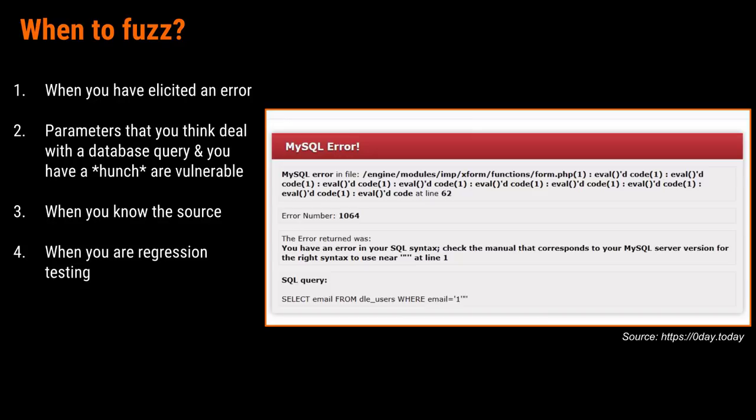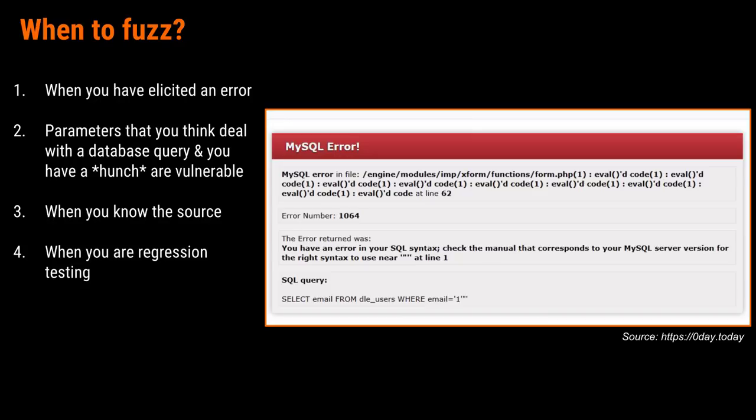Another case is when you know the source and you know there's a vulnerability there, maybe through a source code auditing tool, and maybe you're a developer who has the source code, or the project is open source and you know there most likely is a vulnerability, but you can't exactly exploit it. Or when you're doing regression testing, when you've already found a vulnerability and in the future you're going back to see if it was actually patched, or there might be a regression there, and you might be able to find a bypass to the original vulnerability.